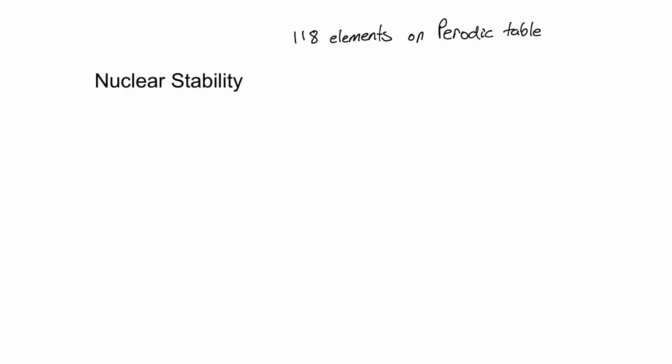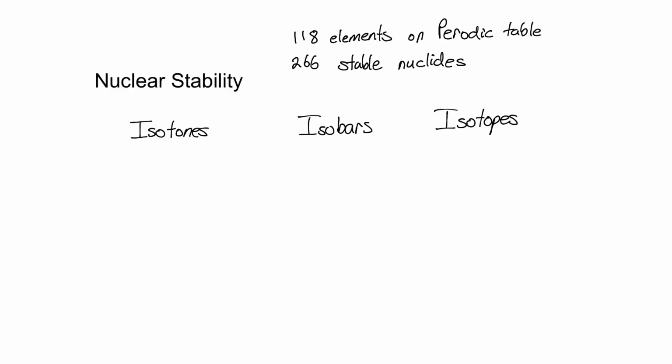But what we actually have found is that there are 266 stable nuclides. Now, nuclides is just the plural of nucleus. So there are 118 elements, but there are 266 different versions of all of these 118 elements. Because we've got such a large range of stable nuclei, we've had to label them in different ways. First, we've got isotones, then we have isobars, and something everyone's probably a little bit more familiar with is isotopes. And that's what we're going to be focusing on, but we still need to know what isotones and isobars are.